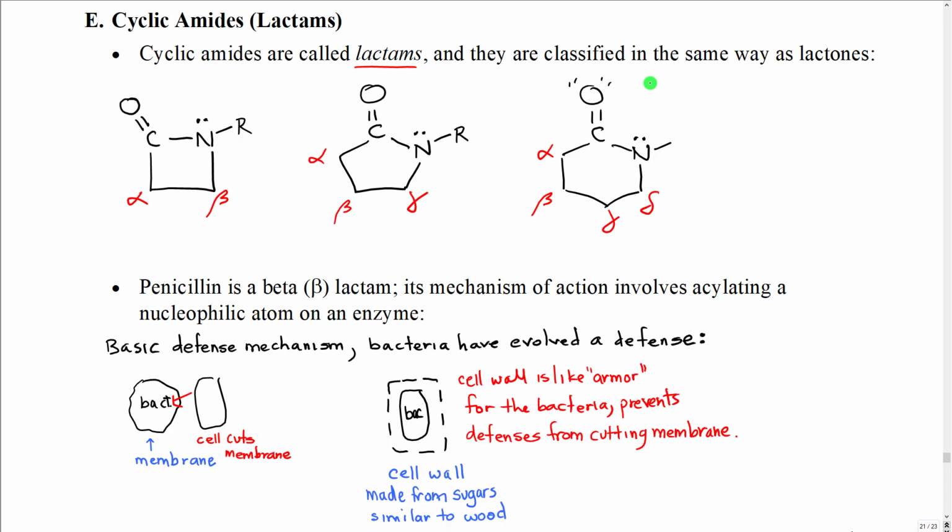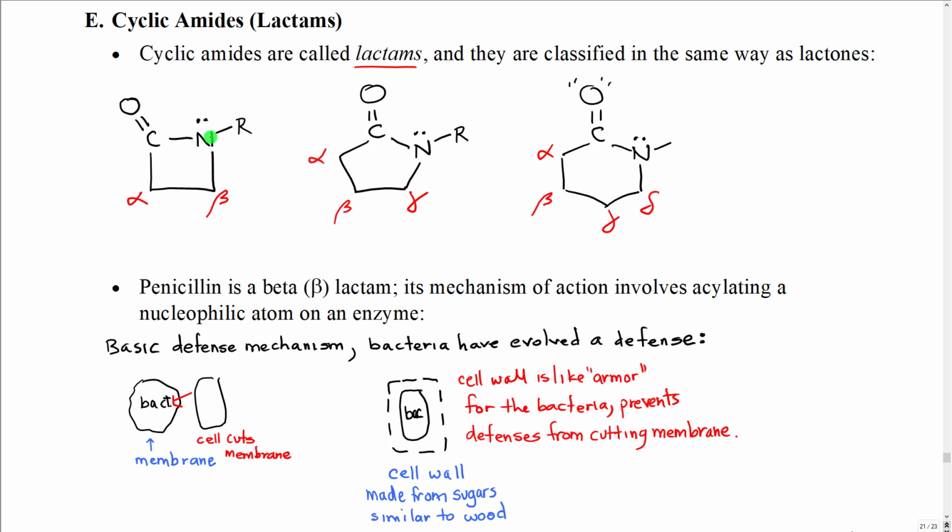We're now going to discuss the cyclic equivalent of the cyclic amides. So it's the amide equivalent of the lactone we discussed earlier. Cyclic amides are called lactams. And in fact, they're classified the same way we classify lactones.